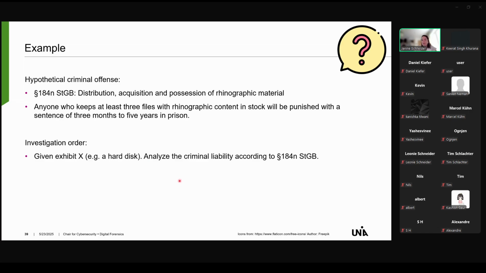And actually, the investigative order says analyze the criminal liability. This is something you, as a forensic expert, cannot do because you would make a legal judgment. And if you do that, this can be understood as deliberately exceeding your own competences or as a possible reason for bias. For example, the defense could say, you want to see my client convicted, so you said it's a criminal liability. So several things are problematic here.